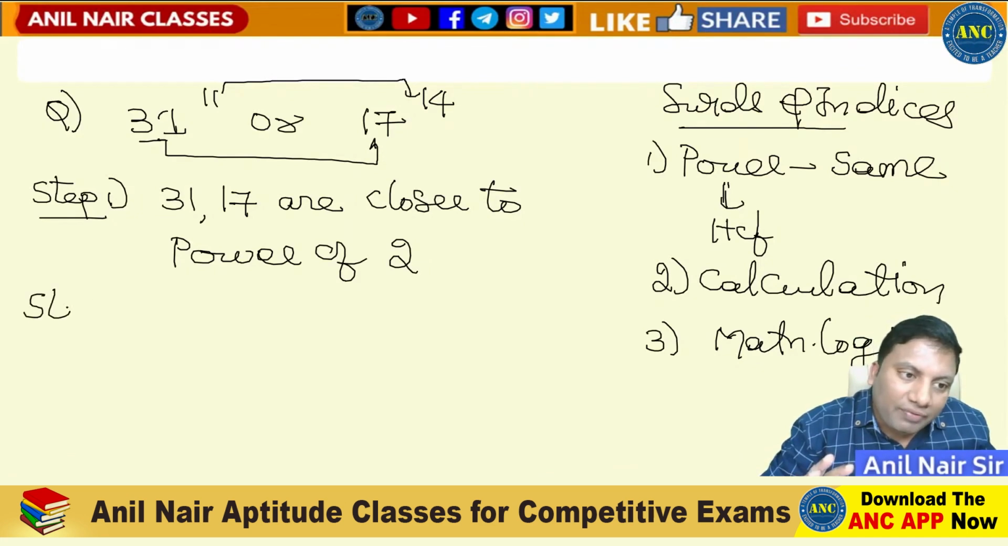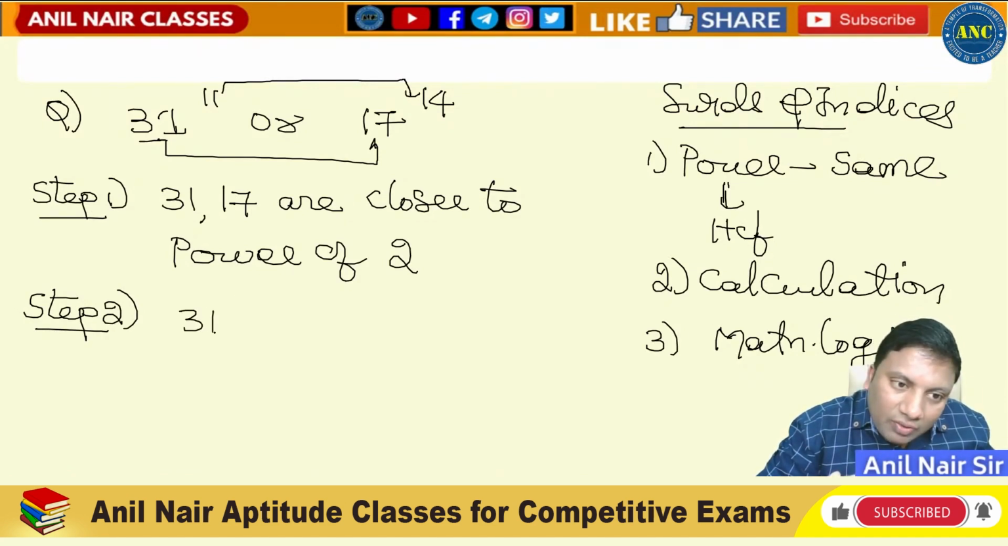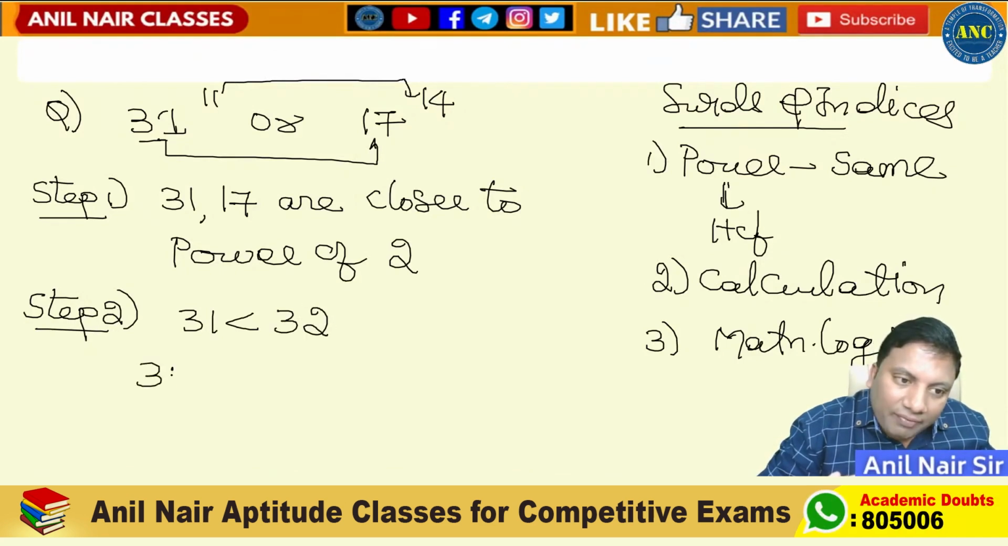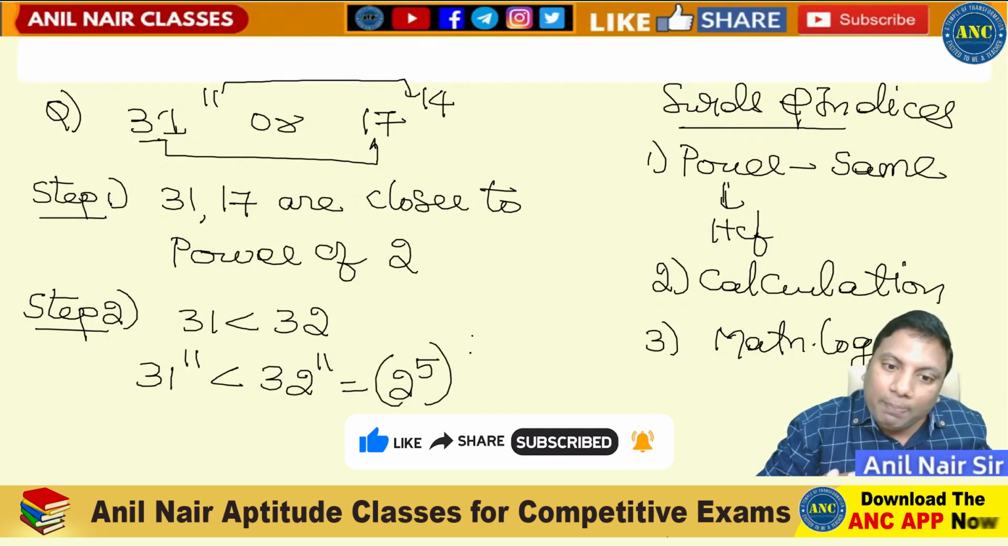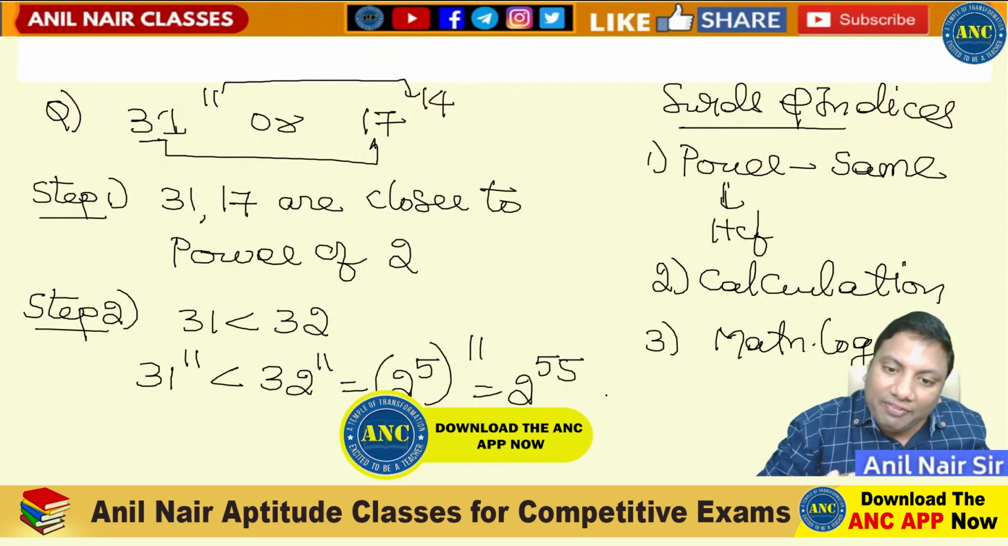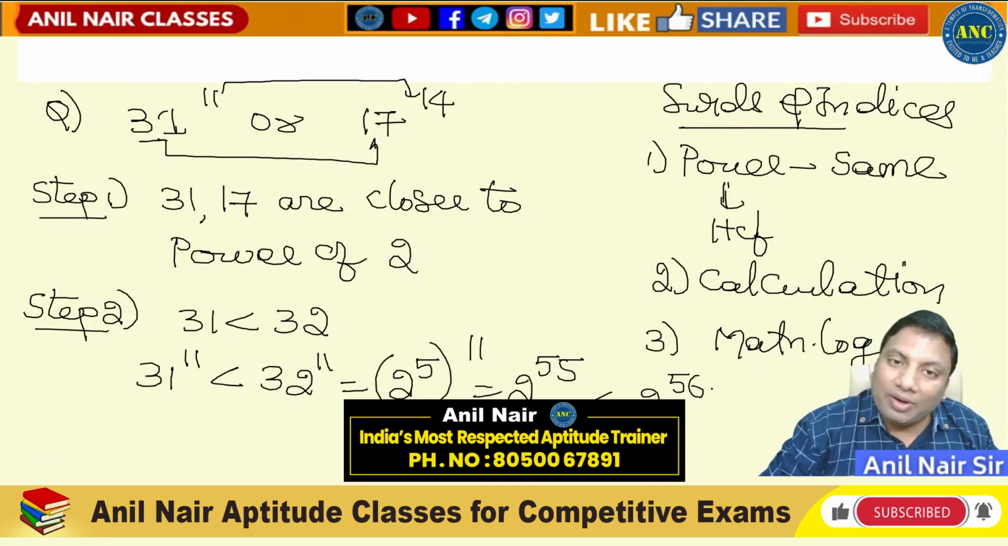Step number 2. 31 power 11 and 17 power 14. We have to compare. 31 is less than 32. Am I right? So if I raise the power, 31 power 11 is less than 32 power 11. Are you all with me? 32 is 2 power 5. 2 power 5 power 11, which is 2 power 55. Can I say that it is less than 2 power 56? 2 power 55 is less than 2 power 56.